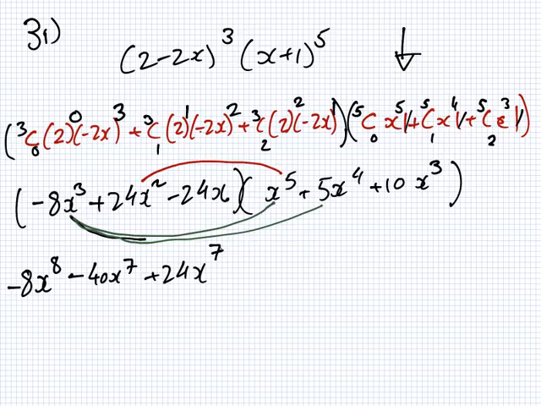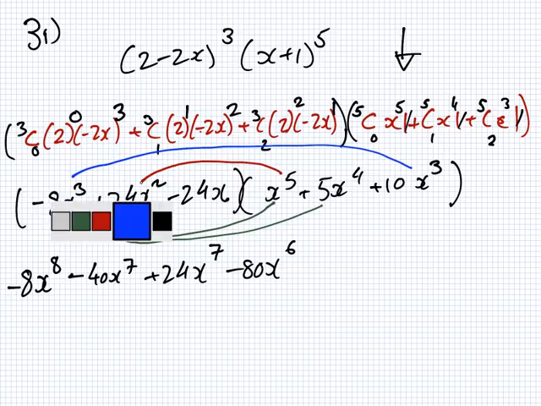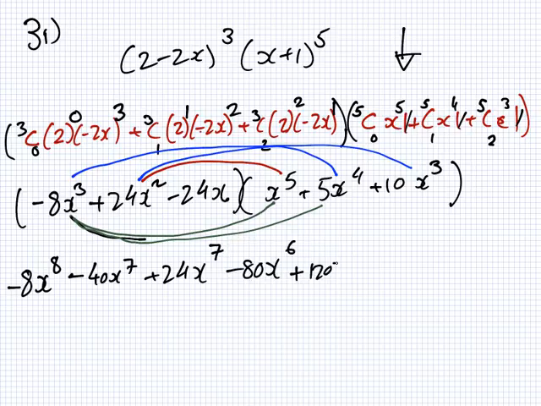So now 6s. This one here will make a 6. You can only get 3 terms, because we want descending powers. This one makes a 6. So that's 120x to the 6. And then lastly, this one makes a 6.